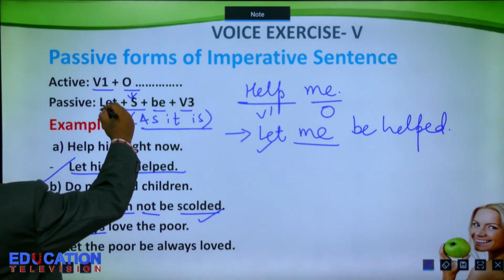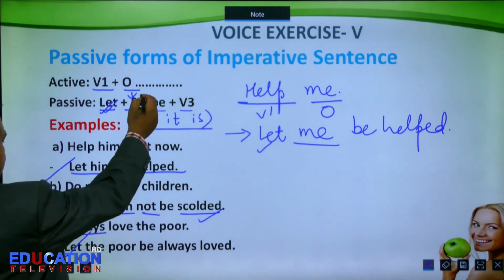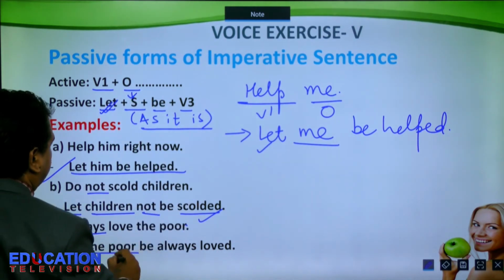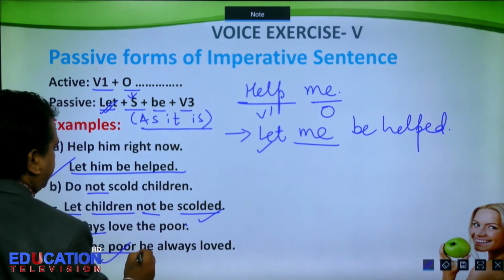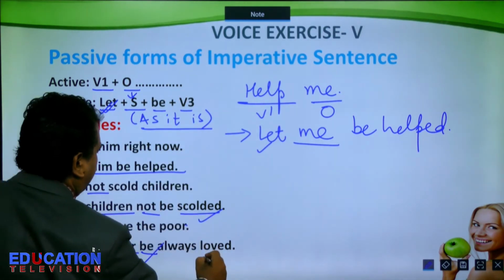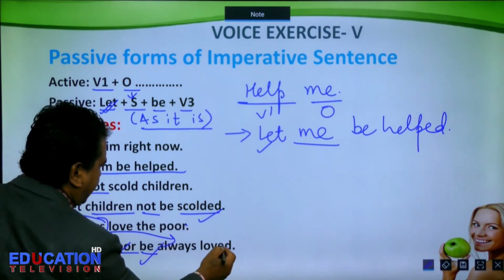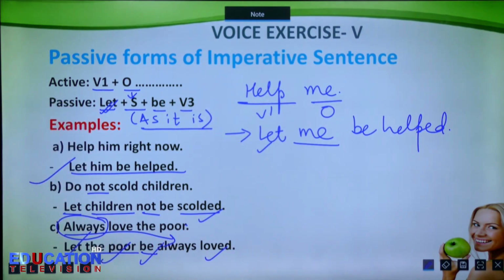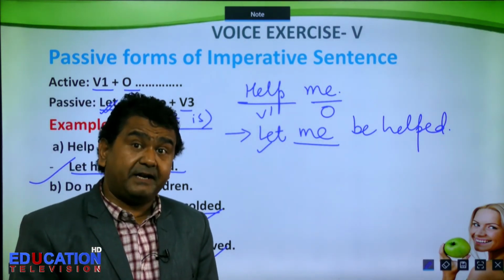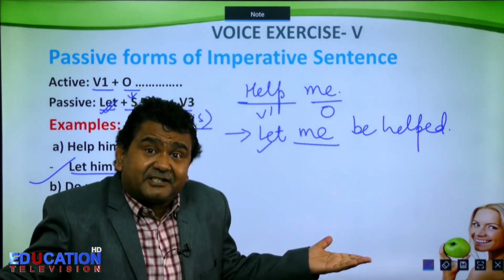As we have the formula, let subject, the poor, be, V3, loved. And where does this go? Always goes between be and loved. Always love the poor, let the poor be always loved. Easy.